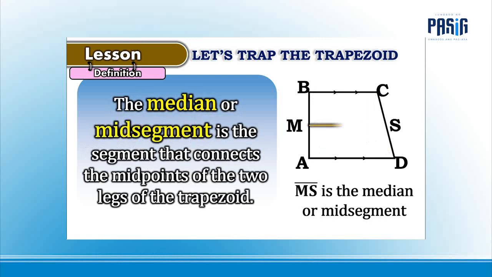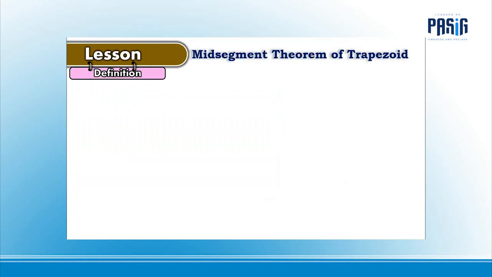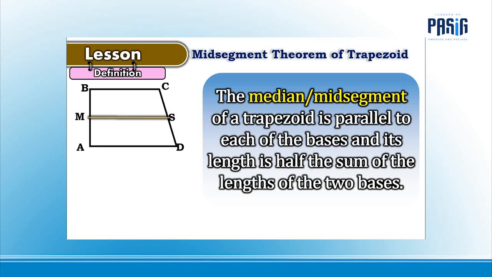Like triangles, a trapezoid also has a median or mid-segment. The median or mid-segment is the segment that connects the midpoints of the two legs of the trapezoid. In the figure, MS is the median or the mid-segment. And there is a theorem regarding the mid-segment of a trapezoid. The mid-segment theorem of a trapezoid states that the median or mid-segment of a trapezoid is parallel to each of the bases and its length is half the sum of the lengths of the two bases.